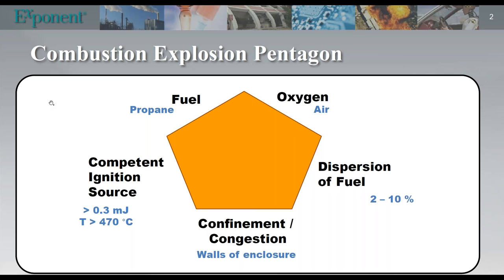As an example, if you have a propane explosion in an enclosure, your fuel, of course, is the propane, air is probably your oxidizer, and you need to disperse the fuel within 2 to 10% by volume. In terms of ignition source, you really don't need much to ignite a flammable gas, so it's a very low threshold for ignition. And then finally, the walls of the enclosure.